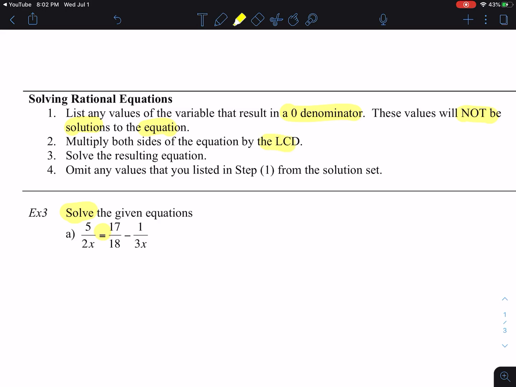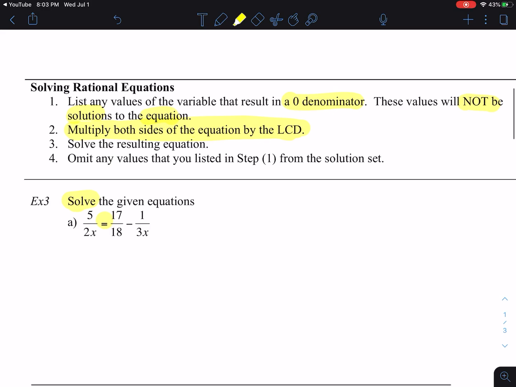And the second step is multiply both sides by the LCD. So this is the important part. This is what we did in the previous lesson, knowing how to find the LCD for rational expressions. And then we solve the equation, and once we solve the equation, we want to double check: is our answer the same as any omitted values that we listed from part 1?